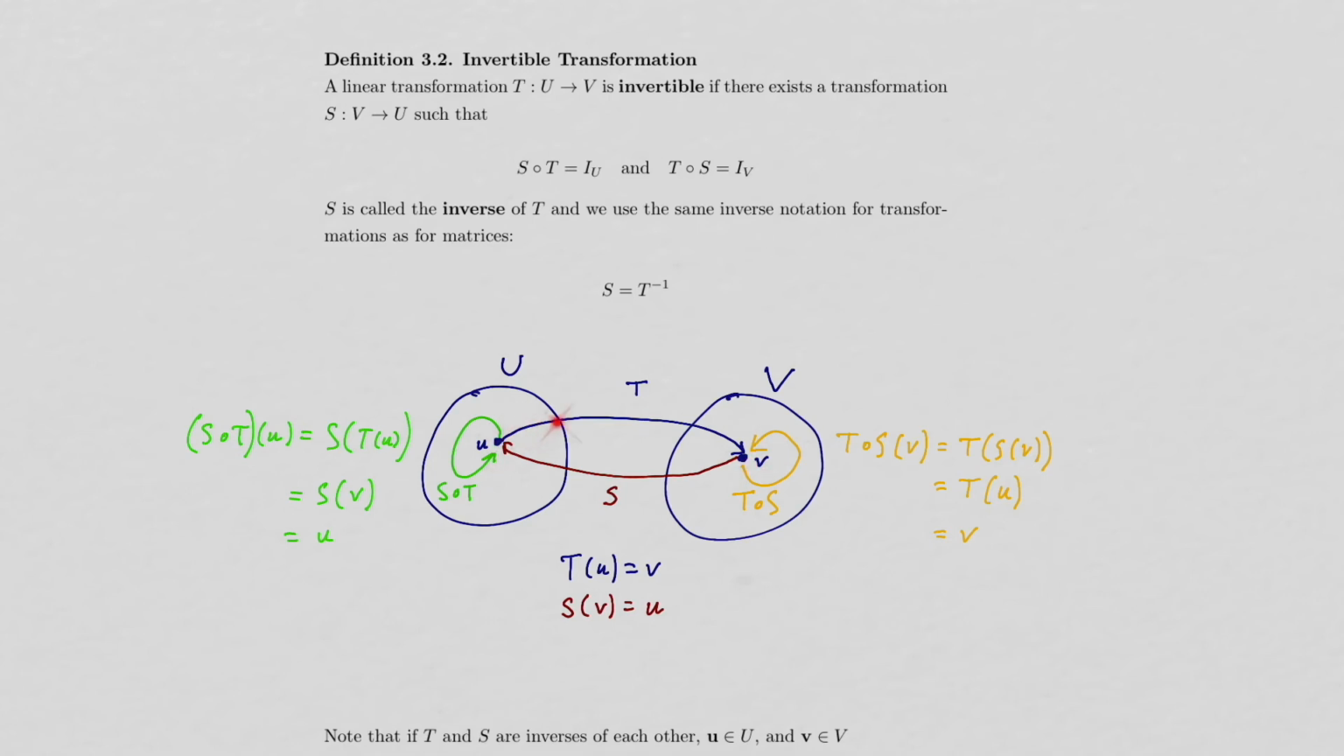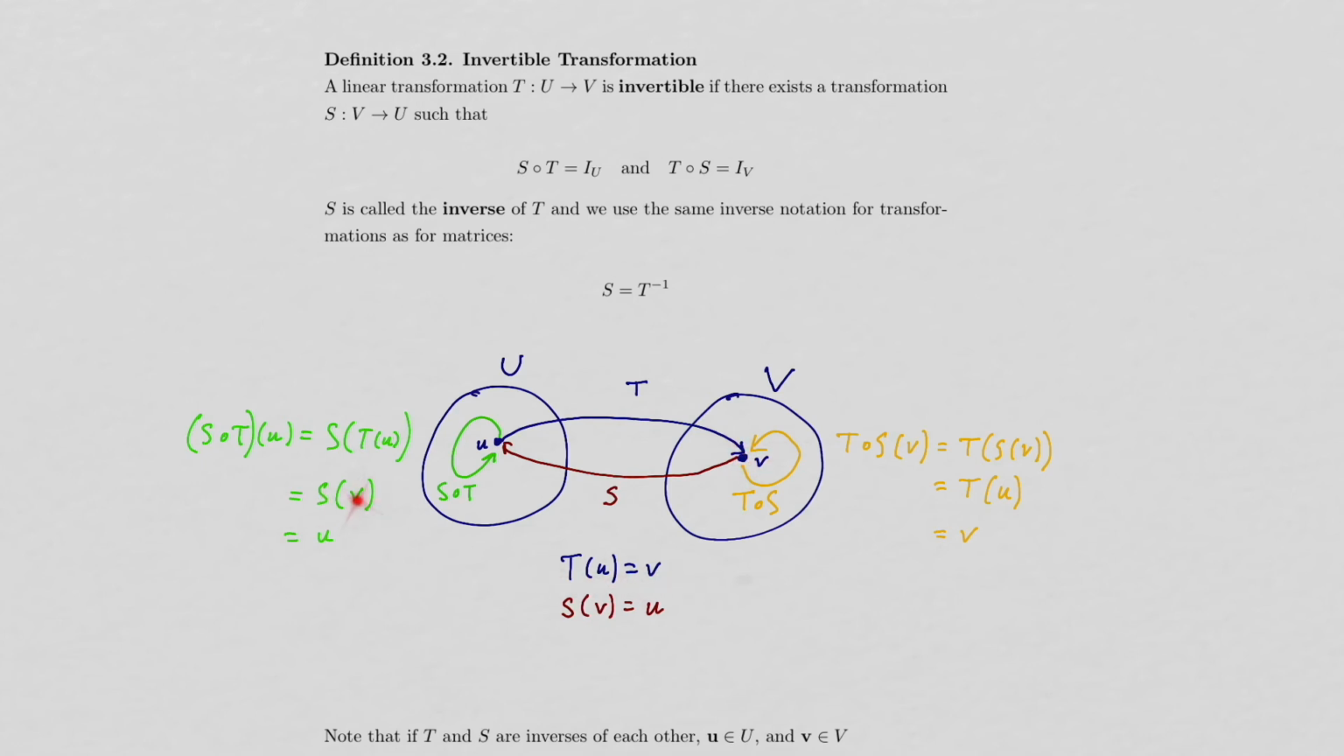T maps U over to V. S maps V back over to U. So the inverse S just undoes what T does. If T takes u over to v, S undoes what T does, and it takes v back to where it came from, back to u. Here's S circle T. It takes u and brings it back to itself. So S circle T of u is S of T of u by definition of a composite mapping. Well, T of u is just v. So the image of u under T, well, u goes over here to v. So v is equal to T of u.